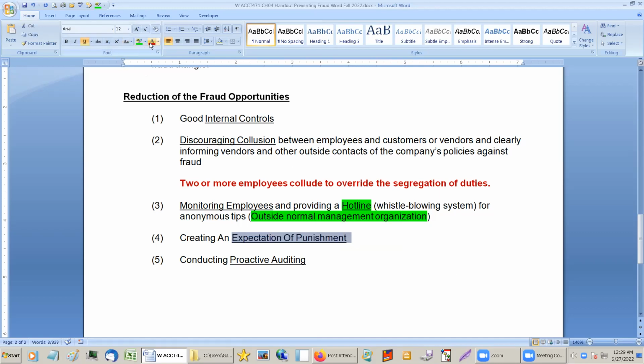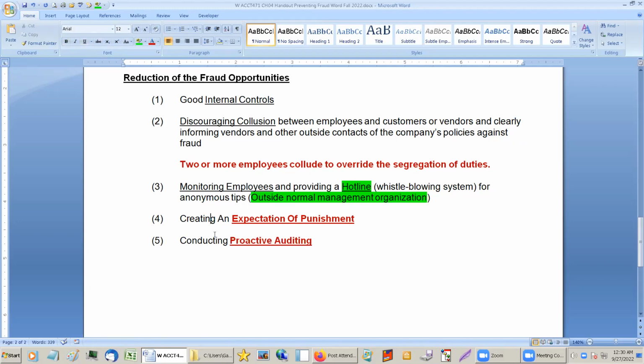Creating an expectation of punishment. Okay, the idea that if someone gets caught, that someone's going to do something about it. If you don't have this expectation of punishment in some way, people aren't stupid. People will say, okay, it looks like you get one shot, and you can have a go at fraud, and nothing's going to happen, and there'd be a precedent set. So if action is taken, for instance, somebody is fired for it, then people know, okay, don't do it, or I'll get fired or I'll get prosecuted.